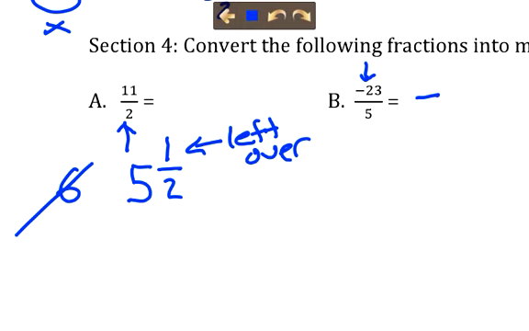Here, because there's a negative, you will also have a negative on your answer, so just leave it. The biggest number that could go into 5 to make 23, well, if I used 5, it would be 25, and if I used 4, it would be 20. So I'm going to use 4, and the remainder will be 3, because 4 times 5 is 20, and I'm left with 3, and the bottom stays the same.